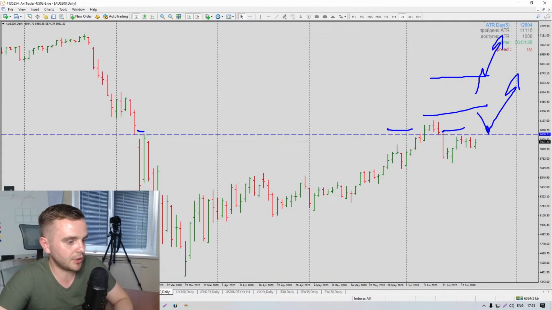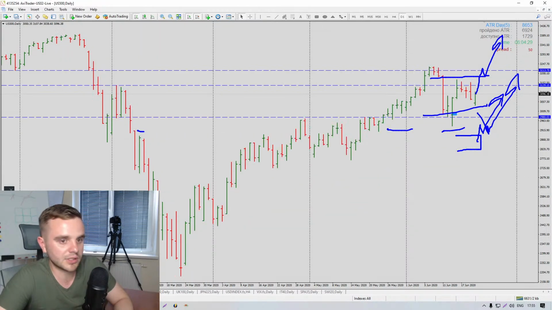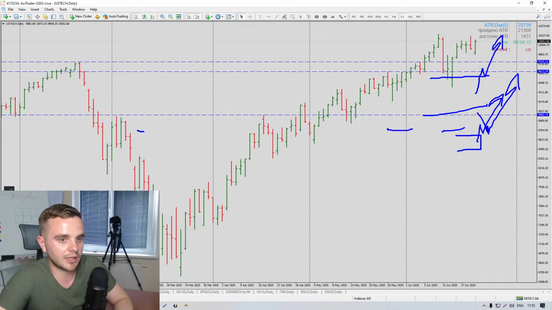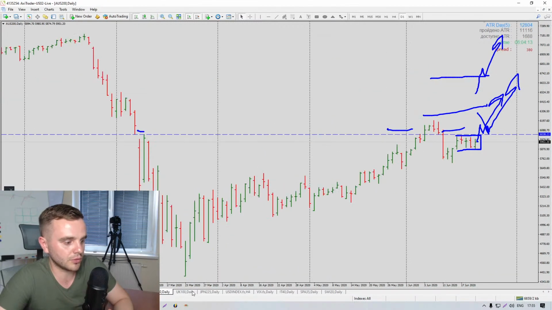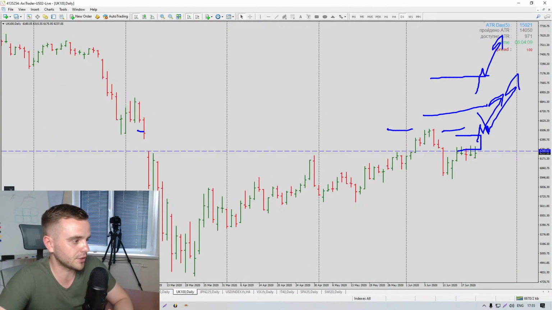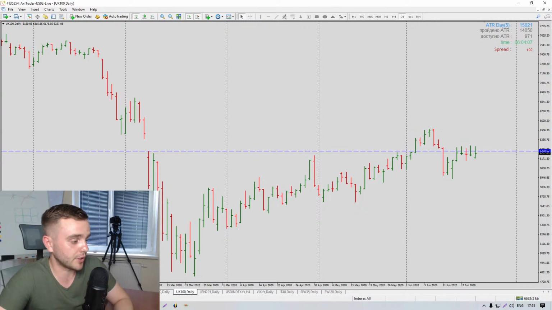The same will be on Australia. As you can see, we have this box. A breakout of this box will be an accurate buy. Remember, all indexes will go together. If you take a look at all indexes, we have a huge correlation between all of them. That's why don't think a lot, just follow the price.